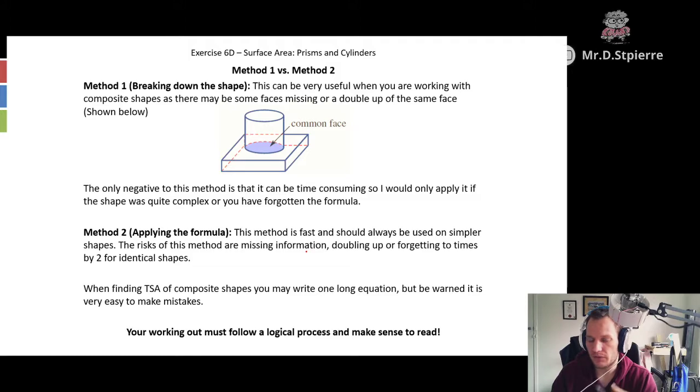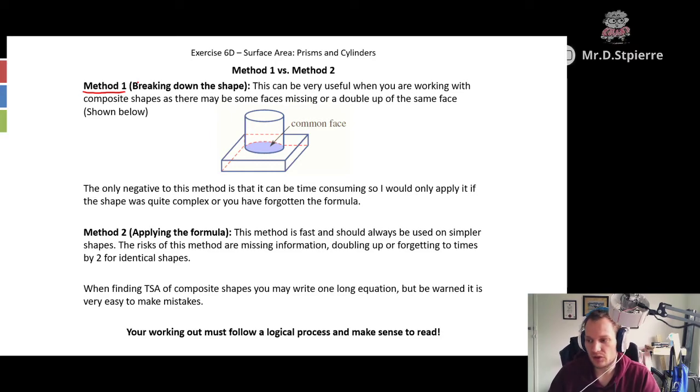Before we go any further and I tell you what that equation is, there is another method. Instead of building a formula for every type of shape, there's another method that is commonly used for complex shapes, and that's what we'll call method 1, which is breaking down the shape. As it says there, it's really useful when we're dealing with composite shapes that might have faces missing or doubled up or there's overlap. The only negative point to this is it can be very time consuming and sometimes you can miss certain faces.